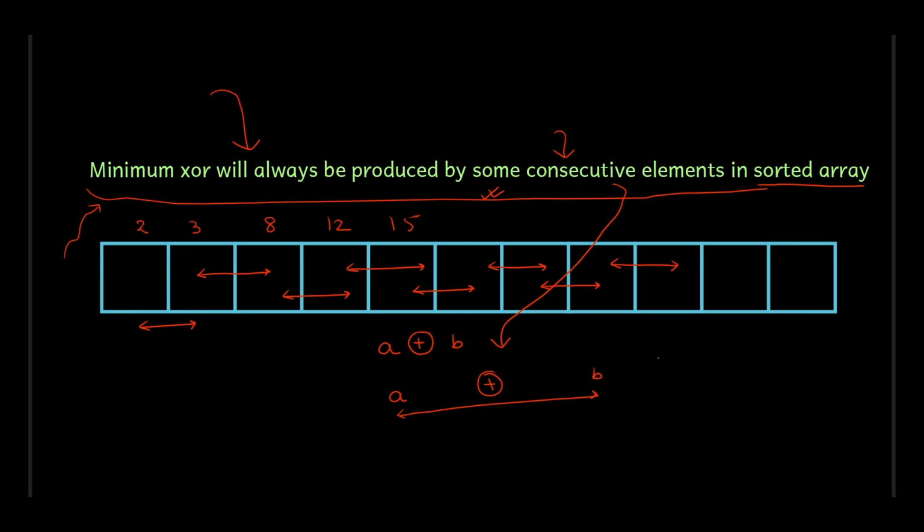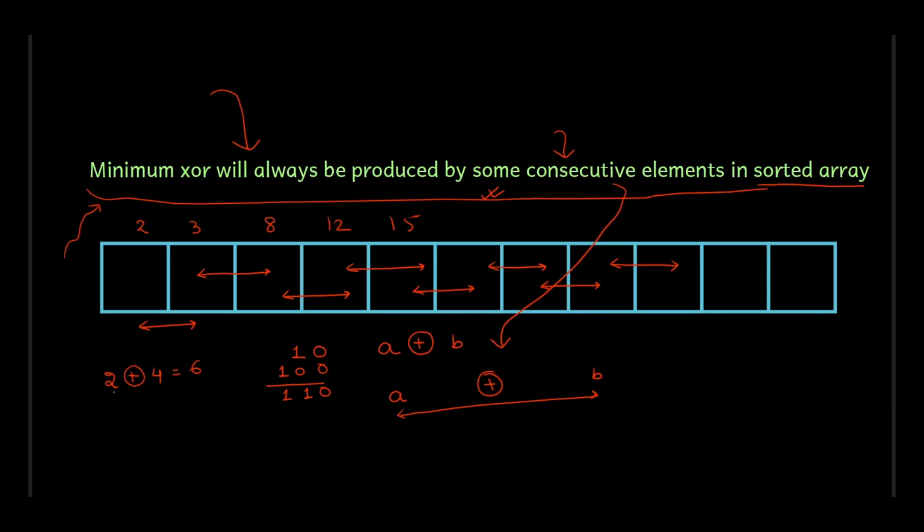That is, increasing the gap between the numbers does not increase the XOR. So I will show you a counter example of why that is false. Okay, so let's see. Consider 2 XOR 4. What is the binary representation of 2? It is 1, 0. And what is the binary representation of 4? It is 1, 0, 0. So what is the XOR between 2 and 4? It is 1, 1, 0, which is 6.